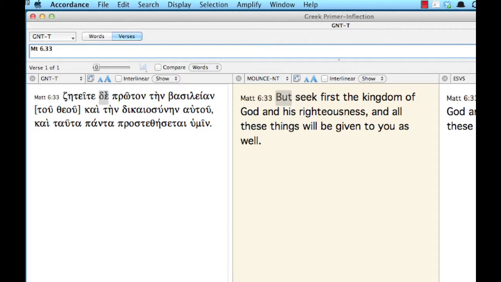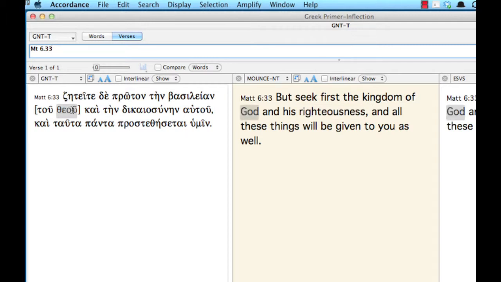And then de is a funny word. De is a word that's called a postpositive. We'll do a lot more of this in Functional Greek, by the way, the third video series. But de is called a postpositive, which means it can't be the first word in the Greek sentence. But we usually, in English, translate these as the first words in our translations. So it's: you all seek first the kingdom of God.